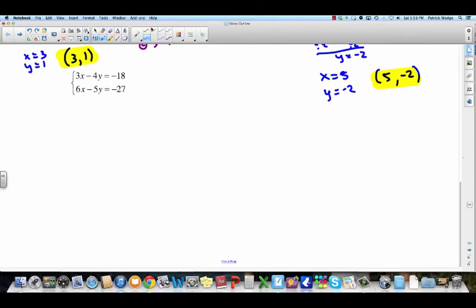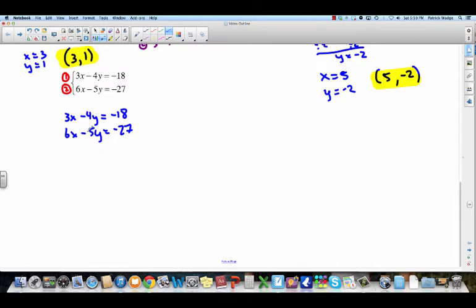Okay, this one's a little bit more difficult. I'll number the equations 1 and 2. They're in standard form, so I'll just rewrite them here: 3x minus 4y equals negative 18, and 6x minus 5y equals negative 27. Now, 3 and 6, those aren't the same and they're not opposite. Negative 4 and negative 5, those aren't the same and they're not opposite.